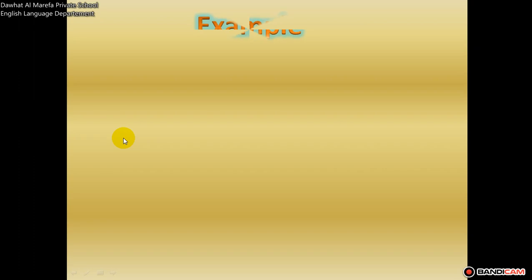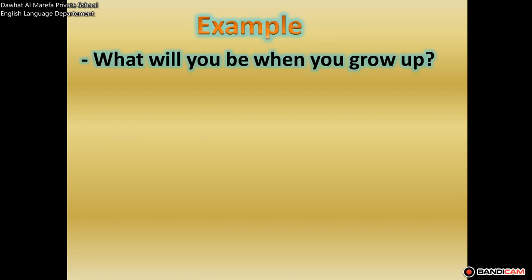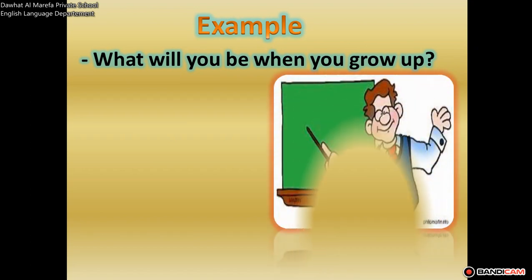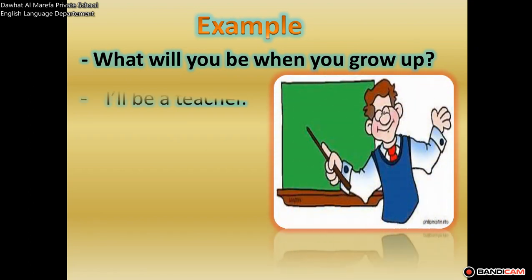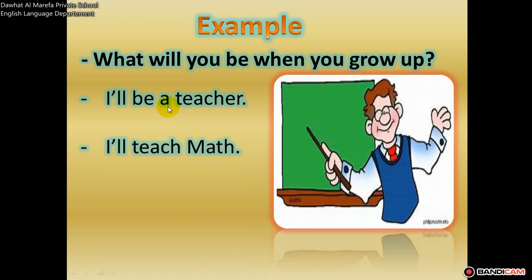Next example. What will you be when you grow up? I'll be a teacher. I'll teach math. Now here, teach with no ing, no s, no ed. And here we use the verb be, which is the infinitive of was, is, am, and are.